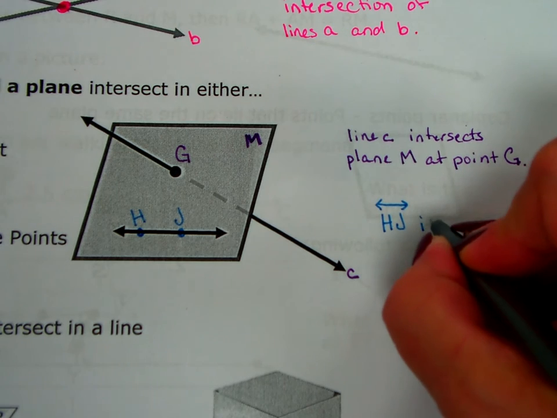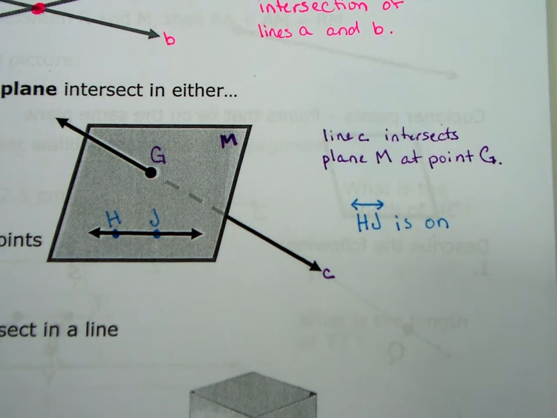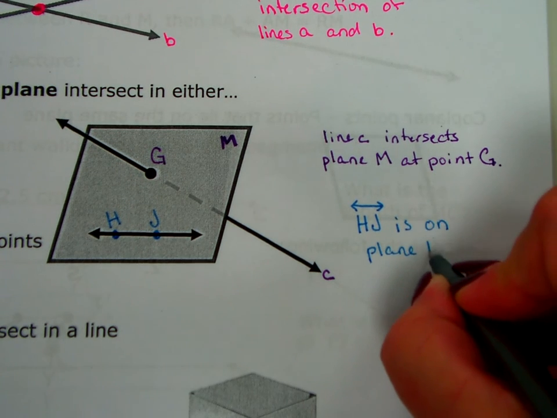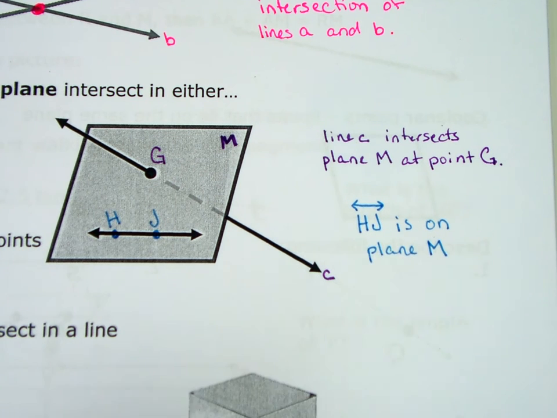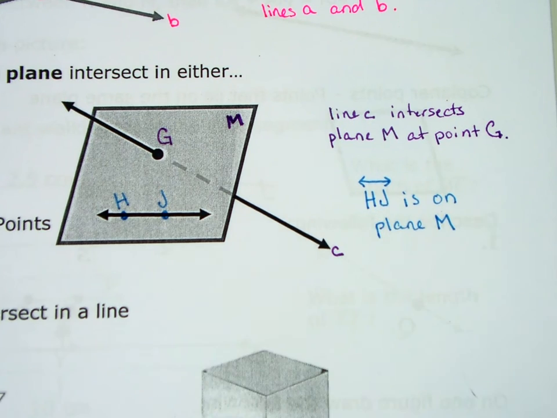And we can say is on, or we can say is contained in, you'll hear it sometimes like that also, is on plane M, or is in plane M, or is contained in plane M. So different ways you'll hear it. Or plane M contains line HJ. So make sure you're using your notation so you don't have to write it all out, because otherwise it takes like a huge sentence to do.